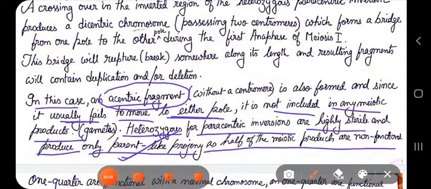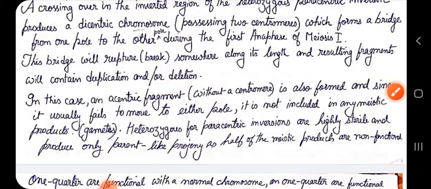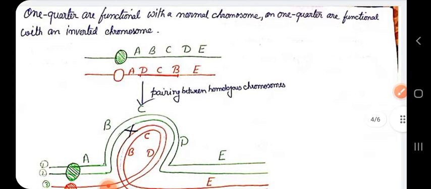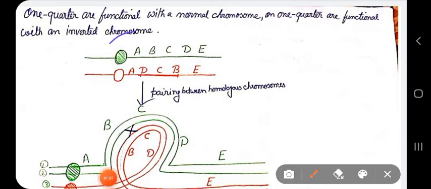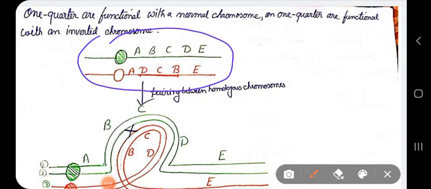So let us see how we can detect crossing over in heterozygous paracentric inversions. You can see I have shown just one arm of each chromosome from the homologous pair. One of the chromosomes has the inverted segment ADCB, while the other chromosome is normal. That's why we call it heterozygous paracentric inversion.